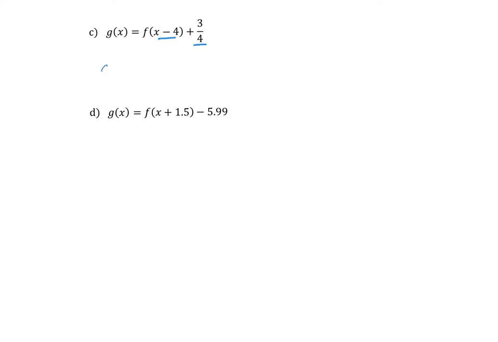So I'm going to describe my shift, and I'm going to do the x. The minus 4 would be a right, so I'm going to shift right 4 units, and the plus 3/4 would be up by 3/4 units.